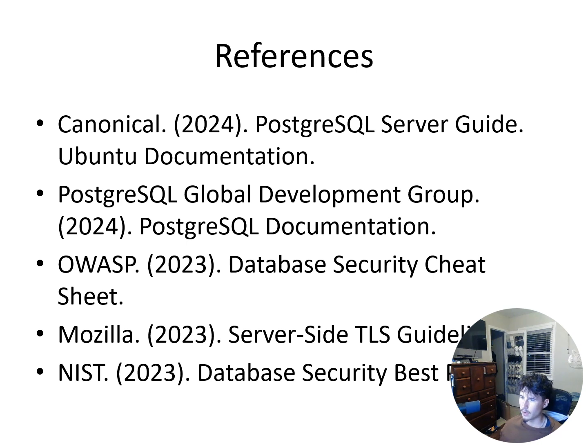Alright, so for the references, these are the main sources for configuration and hardening guidance. Canonical's Ubuntu documentation provides detailed Linux setup instructions, while PostgreSQL's official documentation offers technical configuration details. OWASP, Mozilla, and NIST all contribute to secure database and encryption best practices applied directly to PostgreSQL.